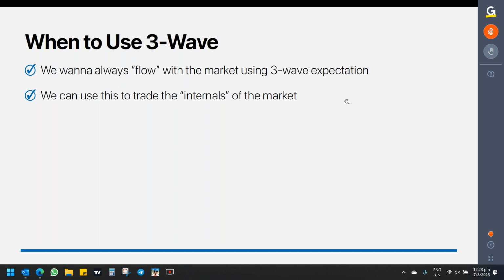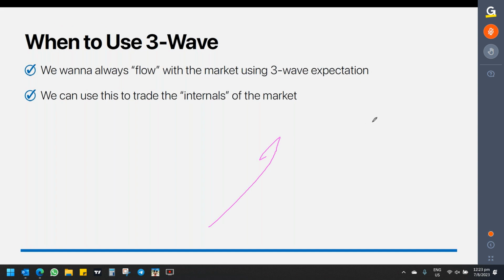Can I look at trading the pullback and then riding the bigger swing direction? The answer is yes, right? Because market moves in fractal. So you can actually use this principle to trade the internals of the market, which means when the market essentially is pushing up very fast, it's an impulse.